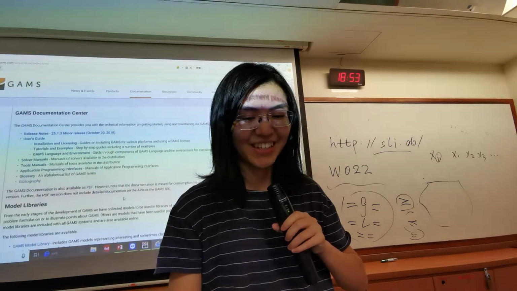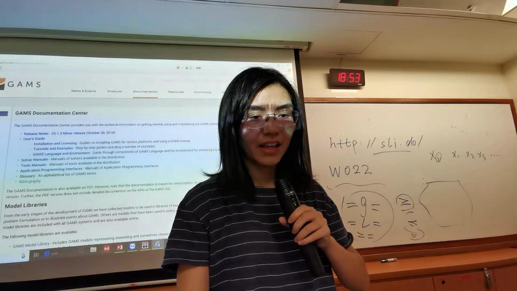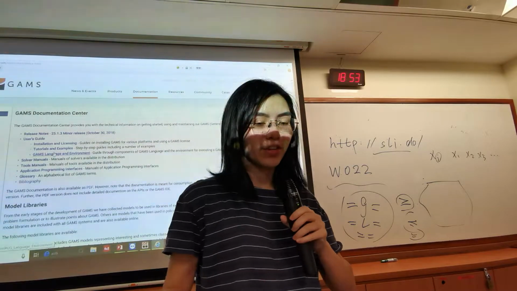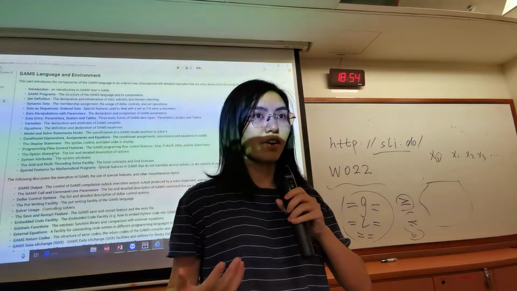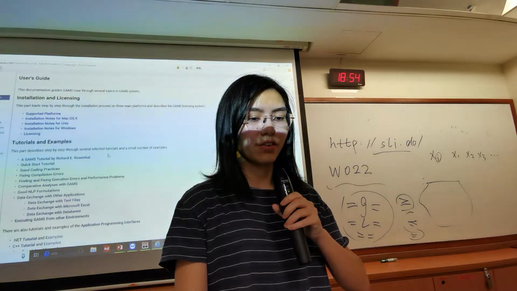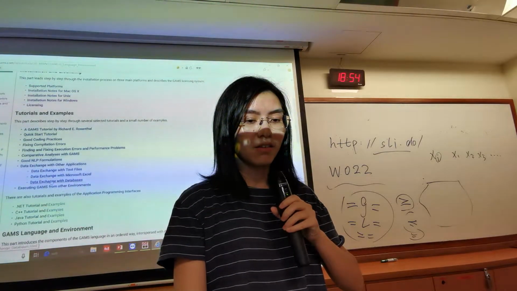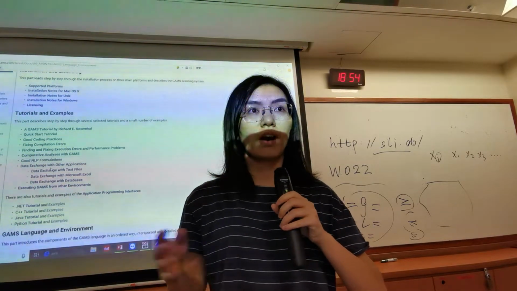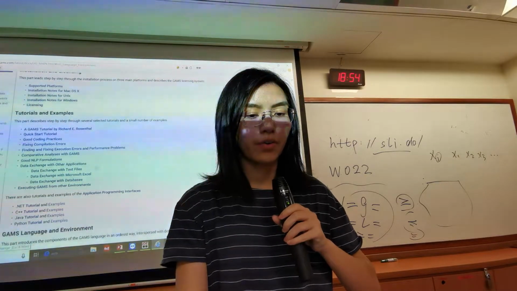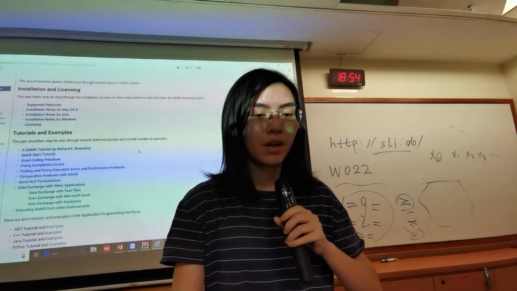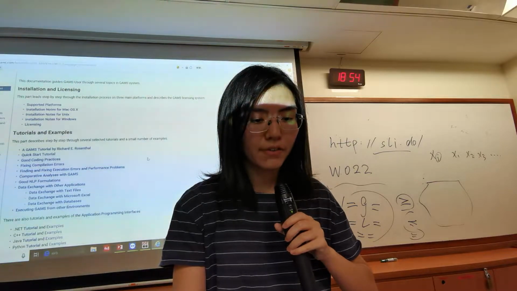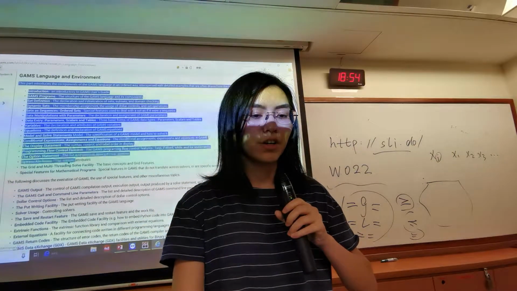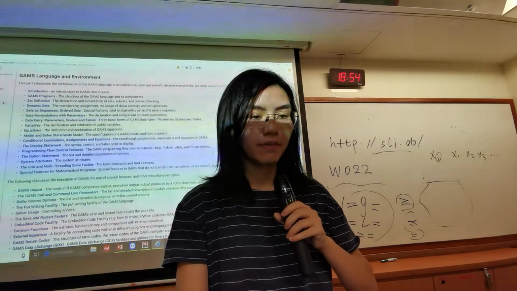You can continue coding. On the GAMS website, you can check the language and environment. When you come across any problem, you can check the documents. GAMS is also able to exchange data with Excel or other software, so you can check this website to learn how to do that. Because of the time limit, I'm not able to show you everything. So if you want to learn, there is a lot of information here.